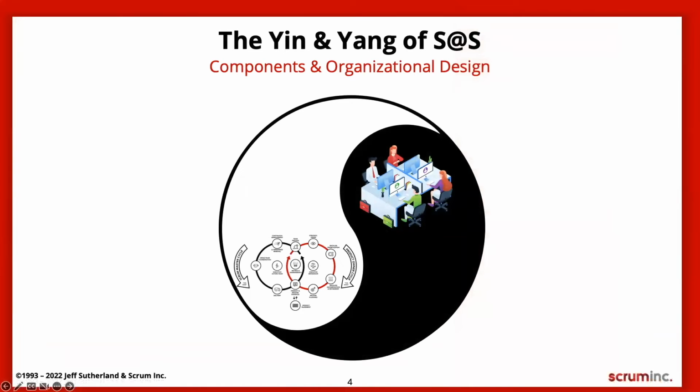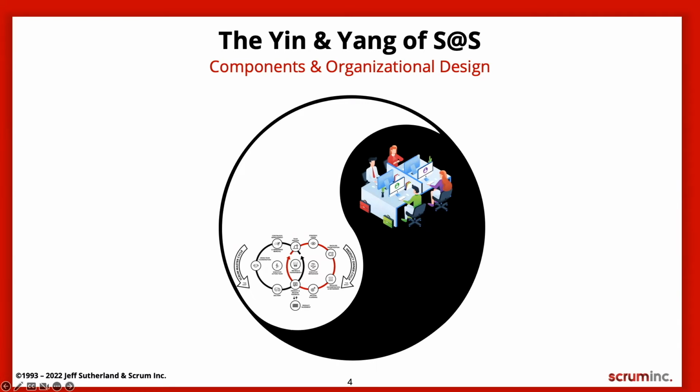Why do I mention these facets? Because when you take a look at Scrum at scale, there are essentially two facets to it, or what I like to call the yin and yang of it. One of them is the Scrum at scale components, the components of our actual scaling framework. And the other one is our organizational design.